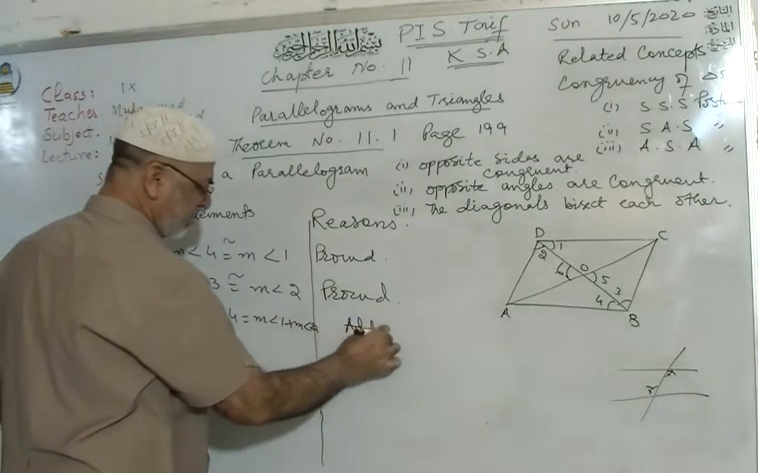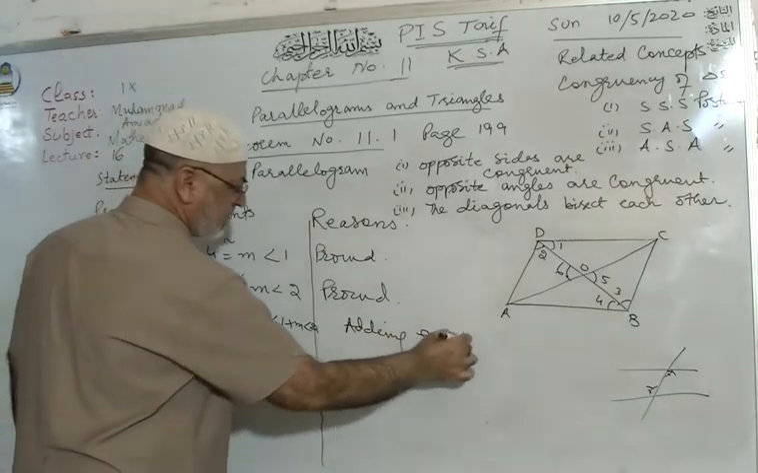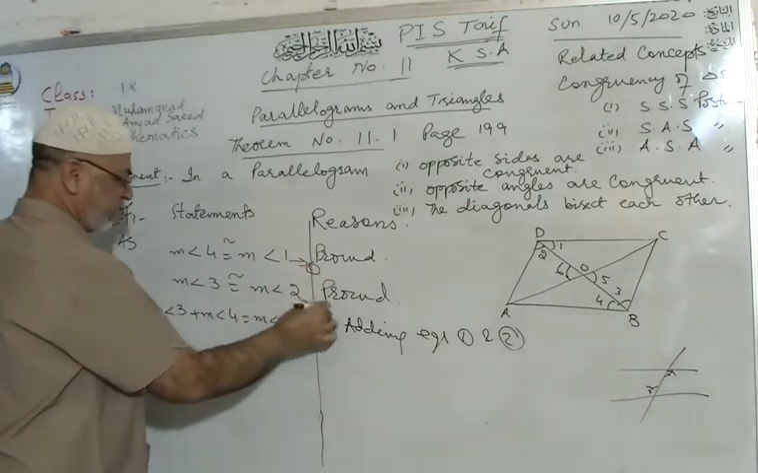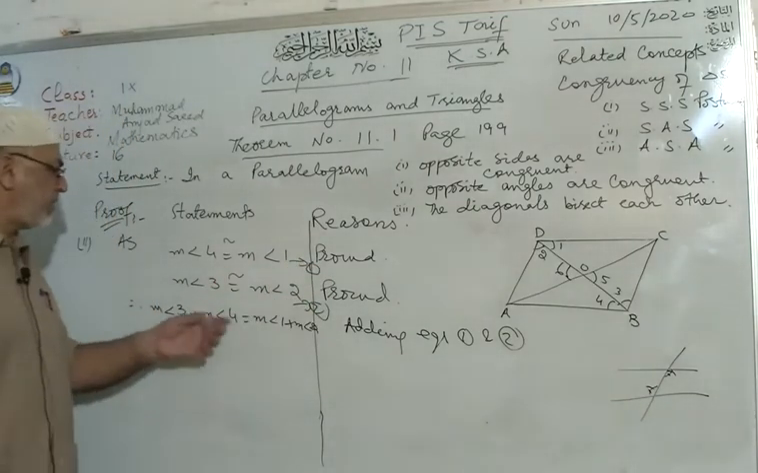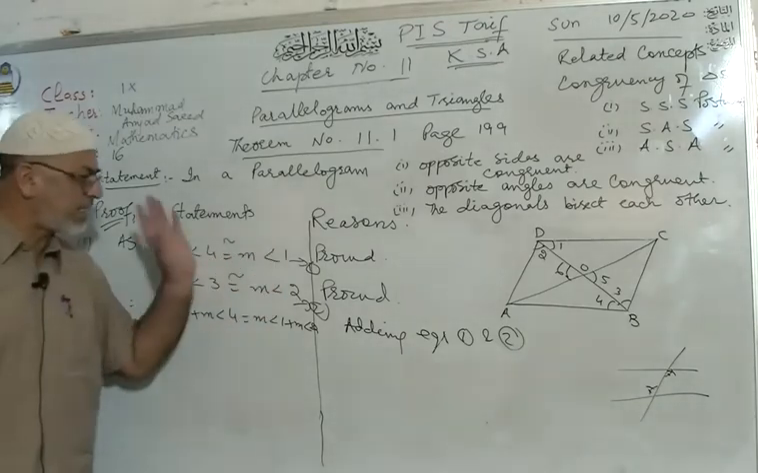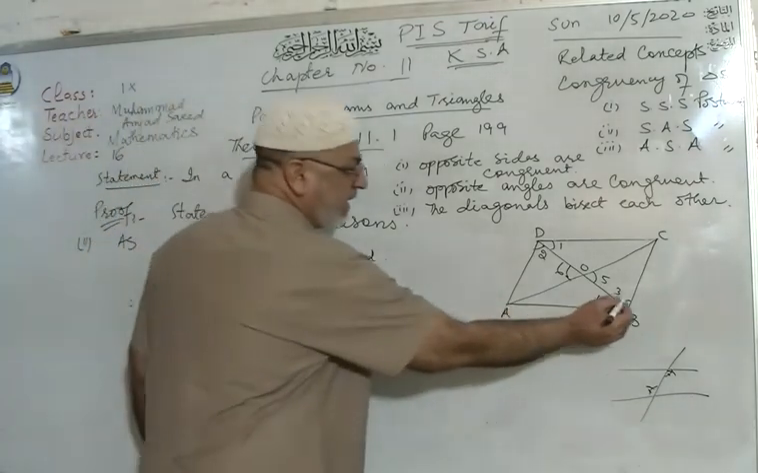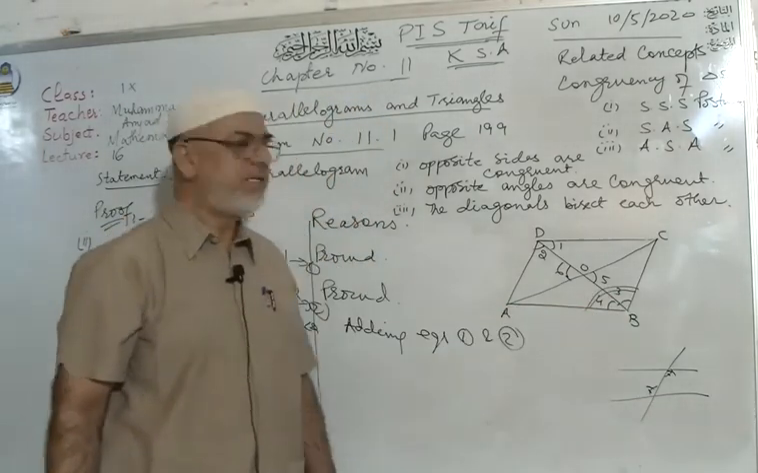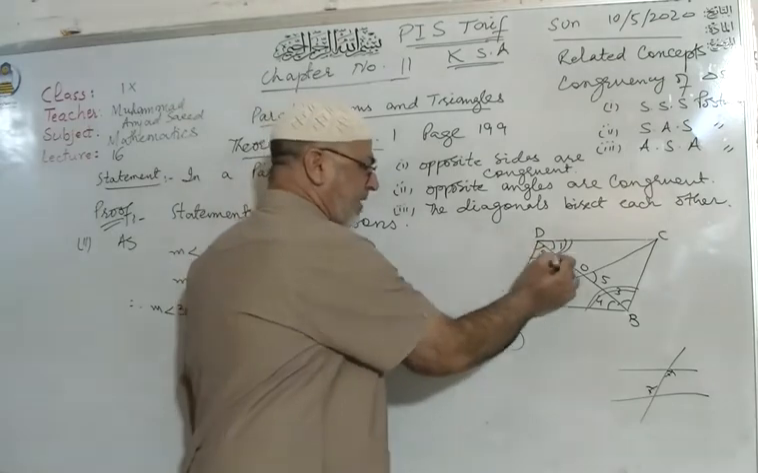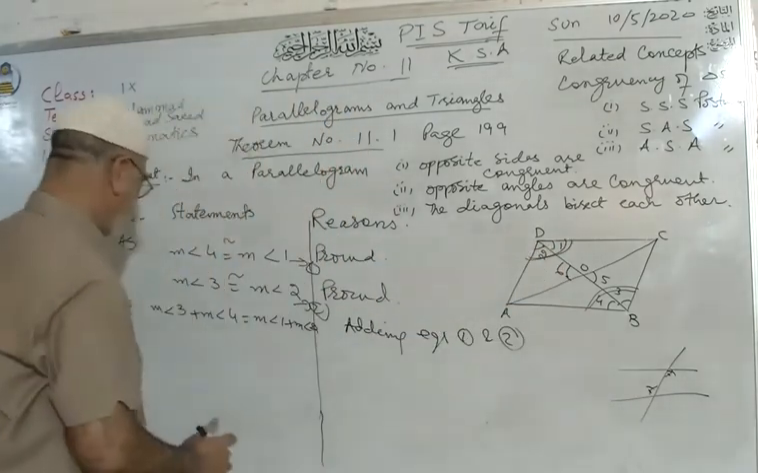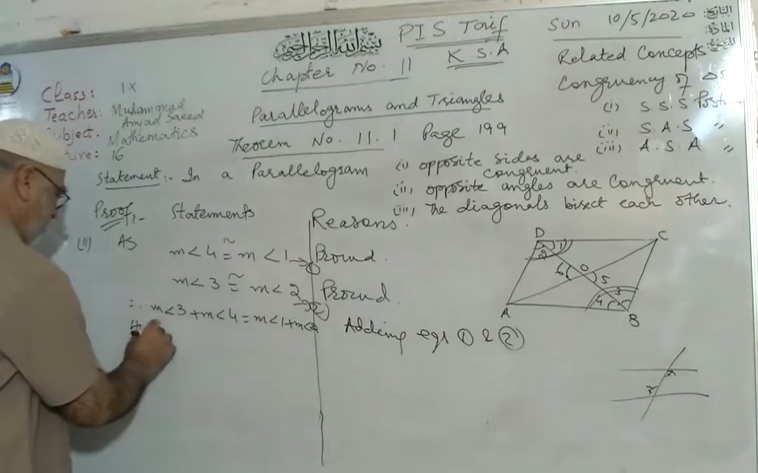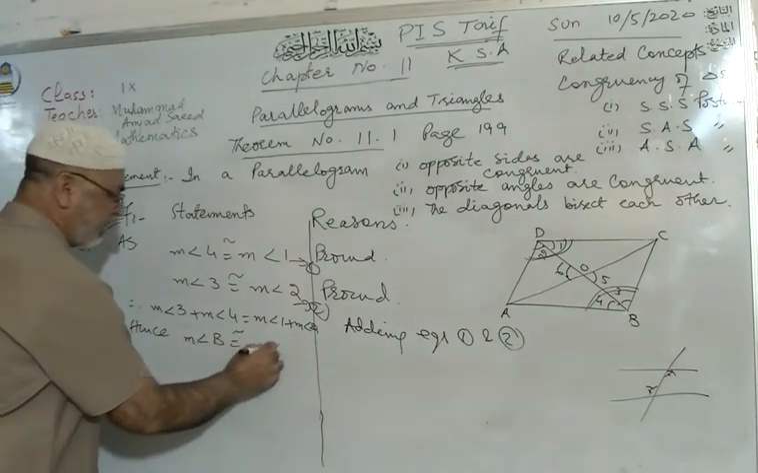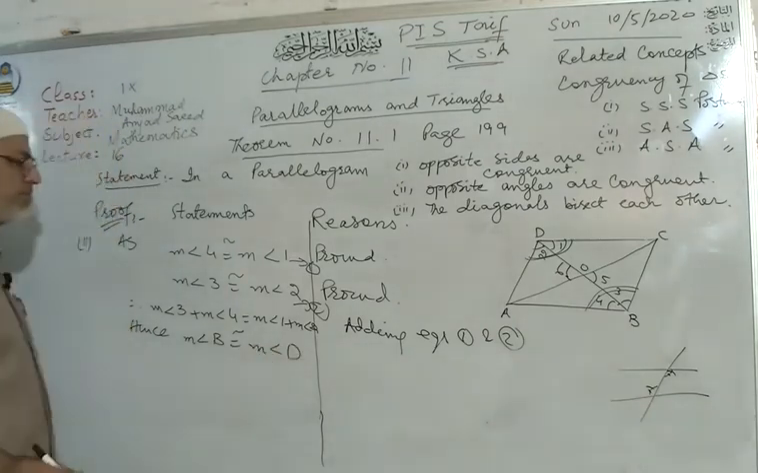Adding equations 1 and 2. This is 1 and this is number 2. Adding equations 1 and 2, left plus left is equal to right plus right. But you know that, what about angle 3 plus 4? Angle 3 plus 4 is B. Similarly, angle 1 plus 2 is angle D. Hence, angle B is congruent to angle D.